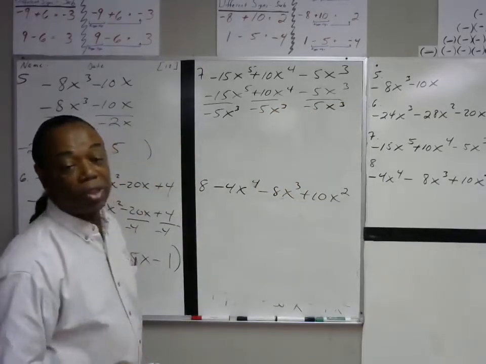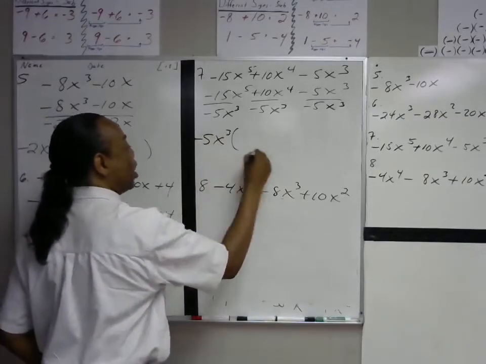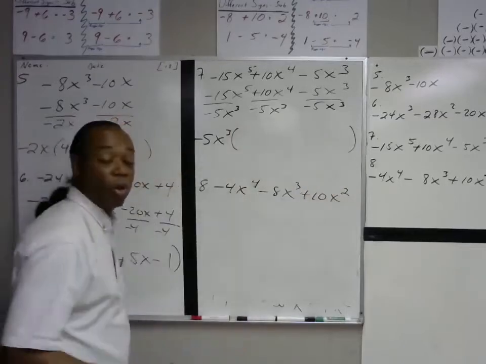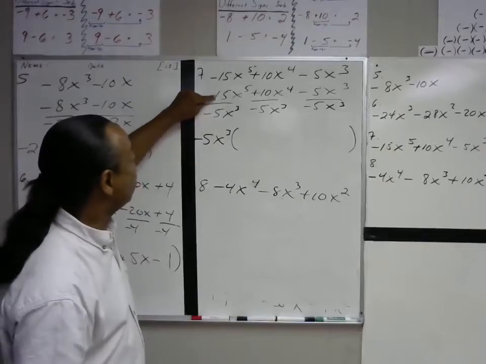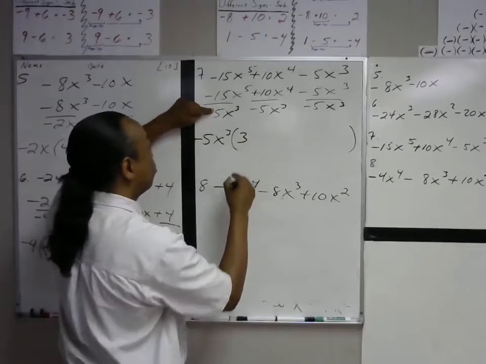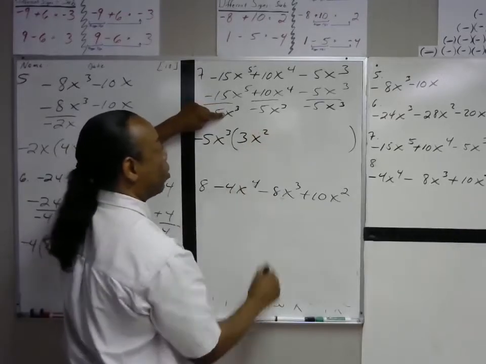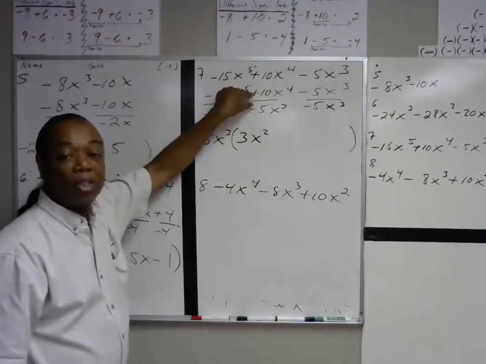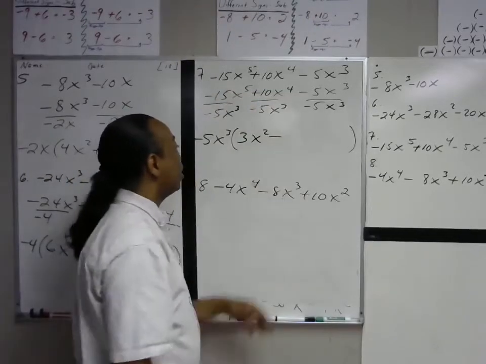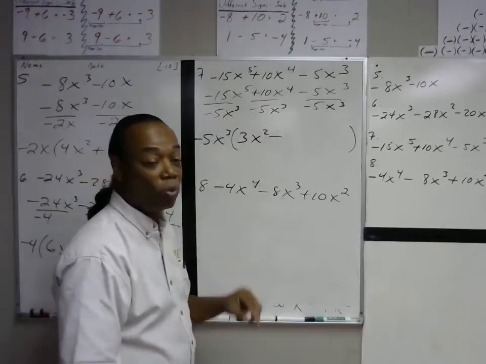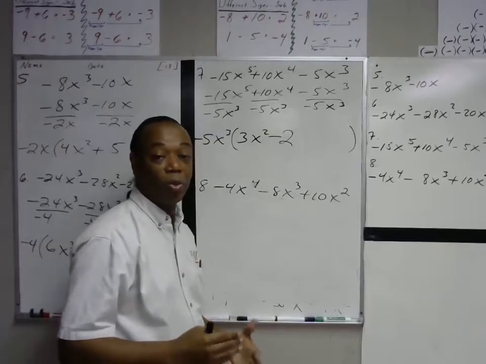Okay, now it's time to simplify. So we'll put our greatest common factor here, and then we're going to simplify each one of these terms. So a negative divided by negative, that's going to be positive. 15 divided by 5 is 3. X to the fifth power divided by x to the third power will leave x to the second power. Next, we have a positive divided by negative. That's going to give us a negative. 10 divided by 5 is a 2. And the x to the fourth divided by x to the third leaves us with a single x.